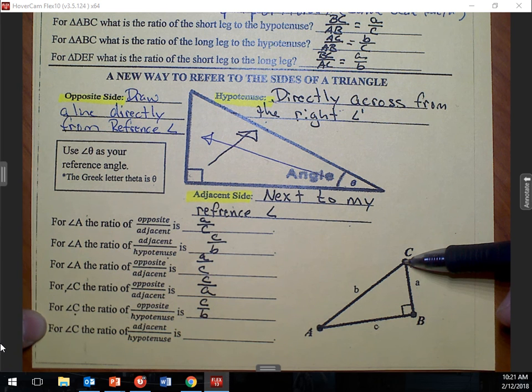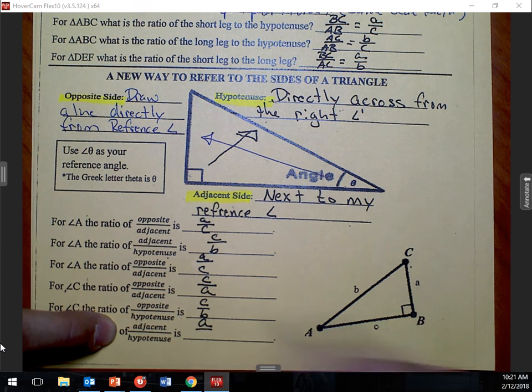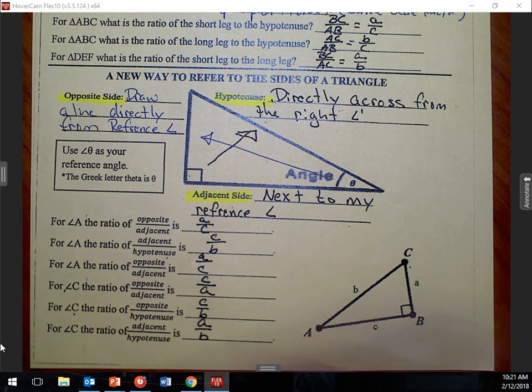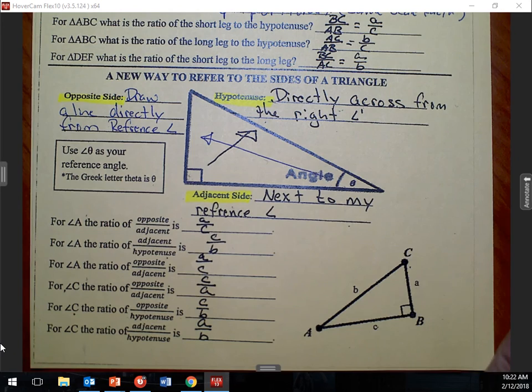And my last one right here, from C, what is adjacent to C? Little a over the hypotenuse, little b. Was that so bad? No, it's not. So that's basically what we're doing. We're identifying our sides. We're just referring to them by their sides.